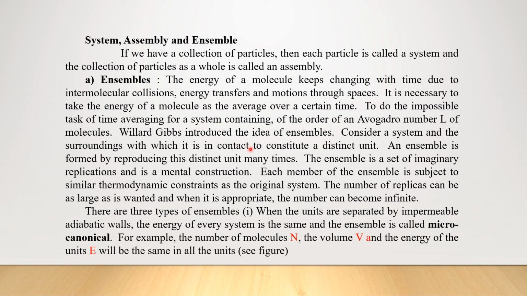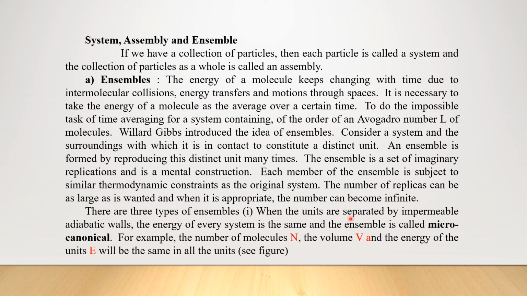Consider a system and the surroundings with which it is in contact to constitute a distinct unit. An ensemble is formed by reproducing this distinct unit many times. The ensemble is a set of imaginary replicas and is a mental construction. Each member of the ensemble is subject to similar, that is the same, thermodynamic constraints as the original system. The number of replicas can be as large as we want, and when appropriate, the number can become infinite also. So there are three types of ensemble.